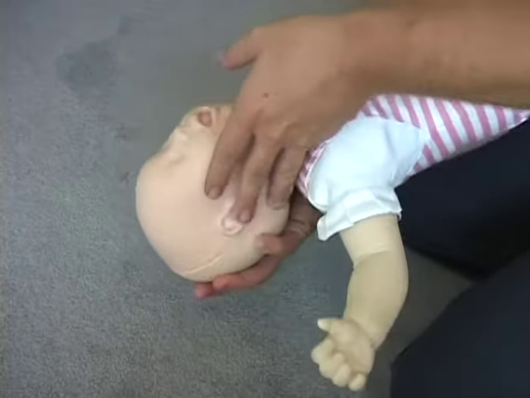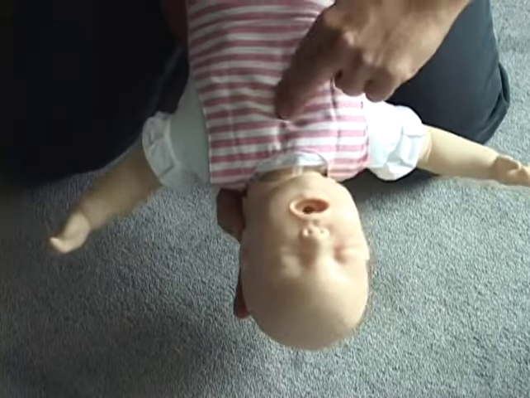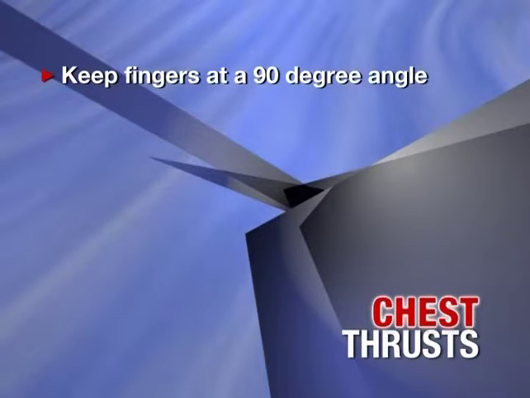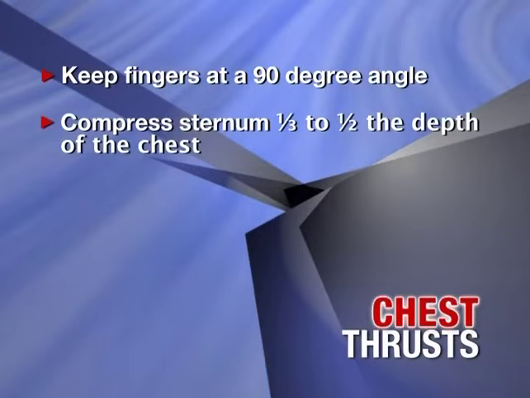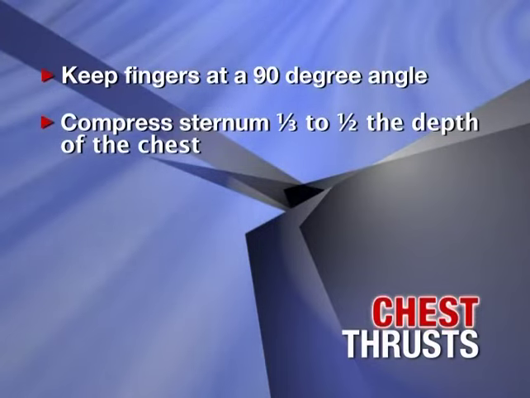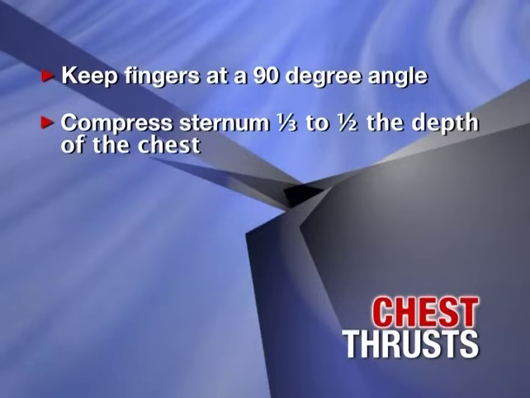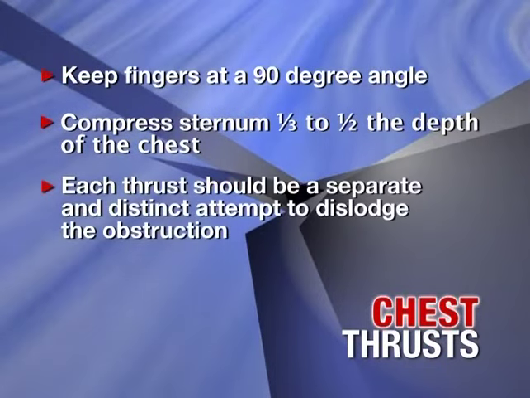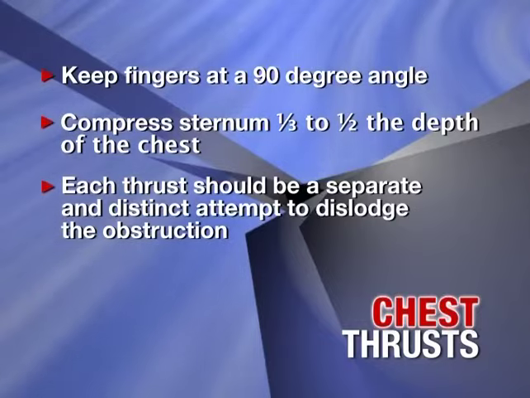Turn the infant over and give 5 chest thrusts. When giving 5 chest thrusts, keep your fingers at a 90-degree angle. Compress the sternum 1/3 to 1/2 the depth of the chest. Push until you feel resistance. Each thrust should be a separate and distinct attempt to dislodge the obstruction.